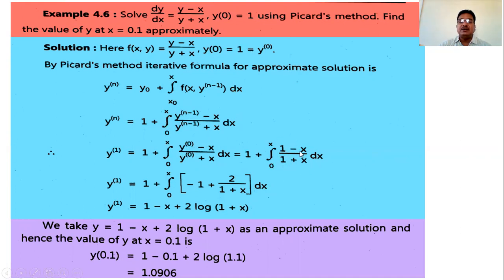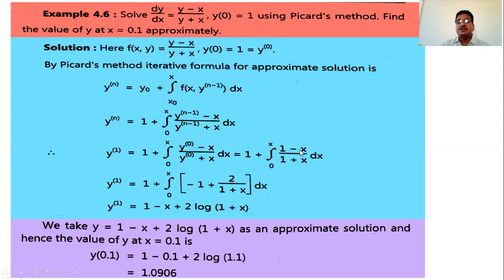And integration of this is done by using partial fractions. Write 1 minus x as 1 plus x minus 2x, and then divide by 1 plus x. The factorization of this is minus 1 plus 2 by 1 plus x. That is, 1 plus x divided by 1 plus x is 1, and minus 2x divided by 1 plus x becomes 2 by 1 plus x.